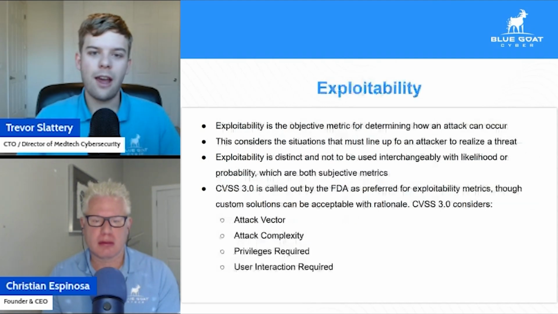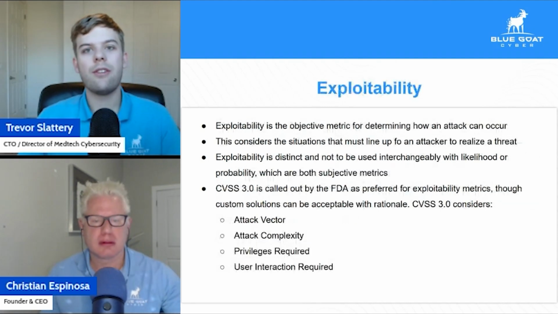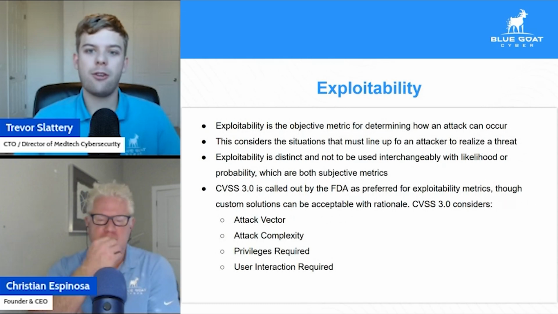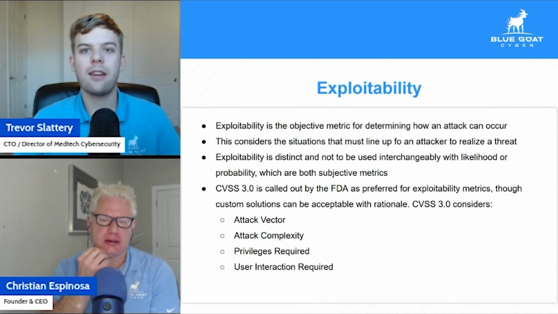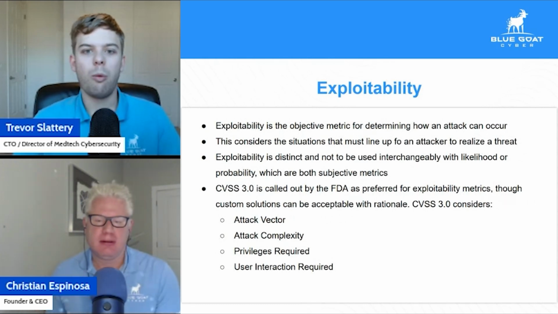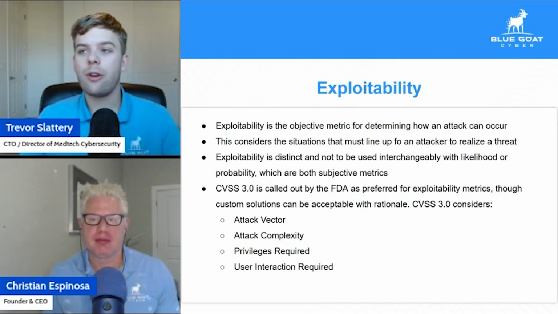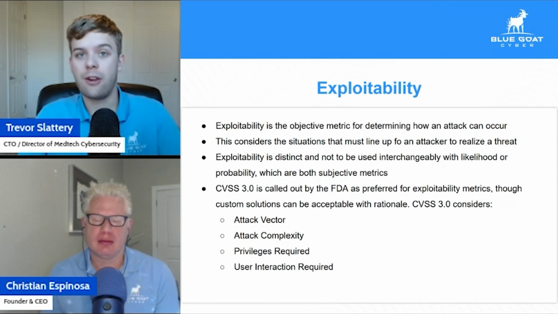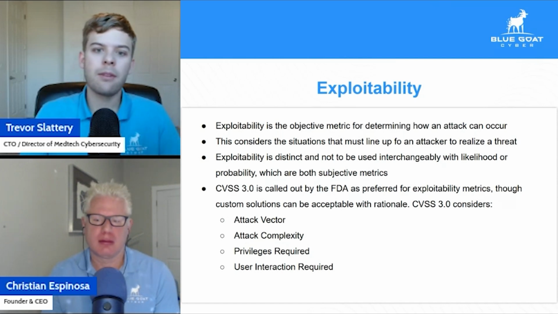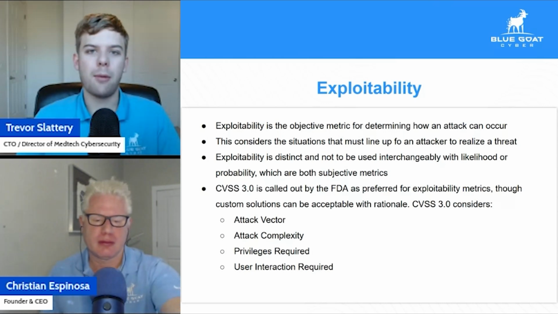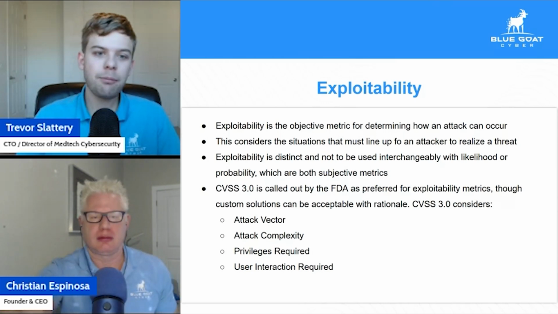All right, so now we can look a little more at what goes into exploitability. Again, this is that objective metric for determining how an attack can occur. It looks at what situations have to line up for an attacker to realize that threat. What are the different things they are going to have to control? What things are out of their control to make this happen? It's distinct and should not be used interchangeably with likelihood and probability. Like we said, both of those are subjective metrics.